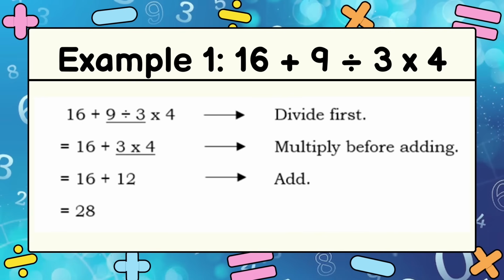Okay, so we need to divide first. So 9 divided by 3. And then after that, we're going to multiply before adding. So it will be 3, because 9 divided by 3 is 3. 3 times 4, okay, multiply muna yun, and then proceed to addition. So 16 plus 12 is 28.